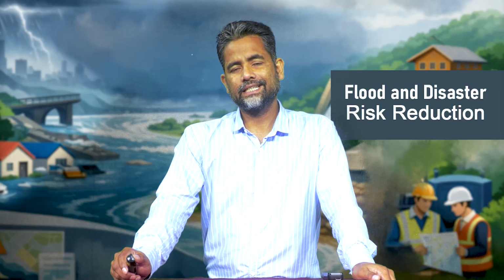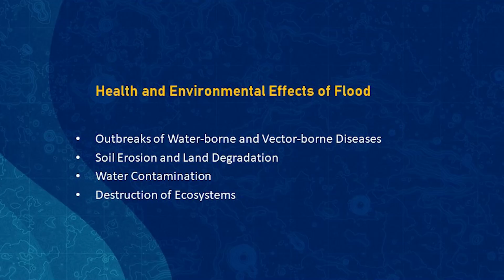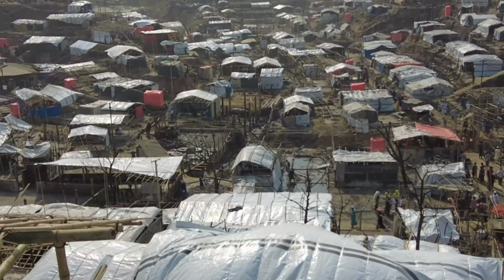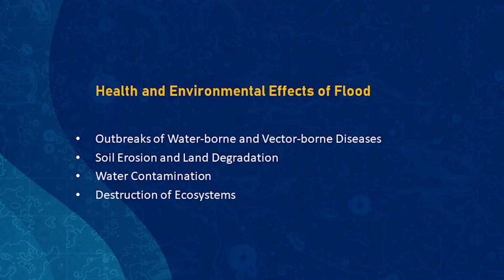Now we discuss the health and environmental effects. Outbreaks of waterborne and vector-borne diseases. Contaminated floodwater spreads cholera, diarrhea, typhoid, hepatitis, etc. Stagnant pools breed mosquitoes, leading to malaria, dengue, and chikungunya outbreaks. Soil erosion and land degradation. Fast moving floodwater erodes fertile topsoil, deposits sand and silt on agricultural land, and reduces soil productivity for years.